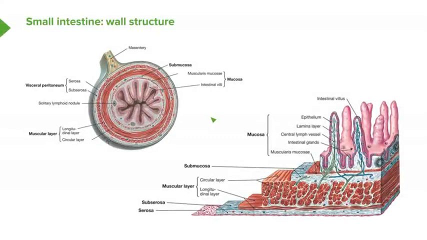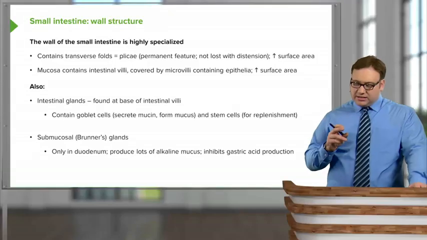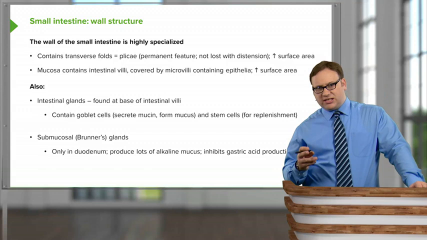If we have a look at the wall of the small intestine, then it has some similarities to the wall of the stomach. So it's got these muscular layers, it has circular and longitudinal muscle layers, which we can see here. And also similar to the stomach, its inner lining is thrown into a series of elevations. But importantly, these transverse folds do not disappear with distension.